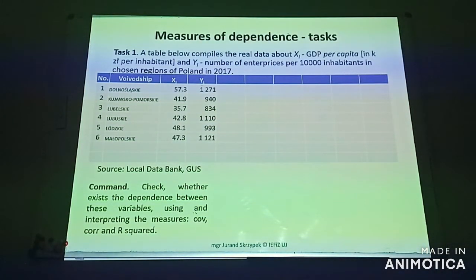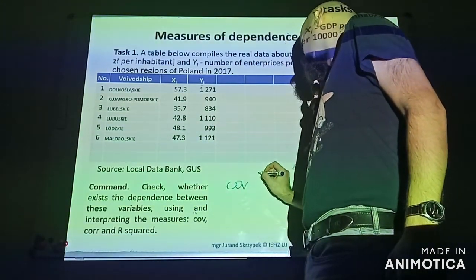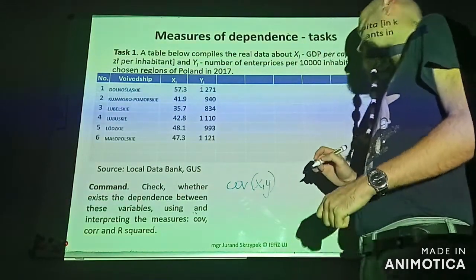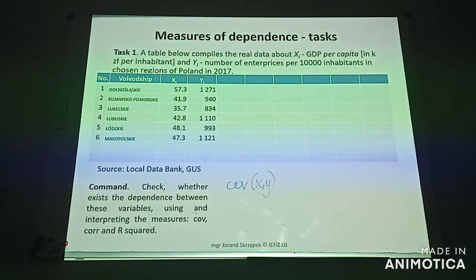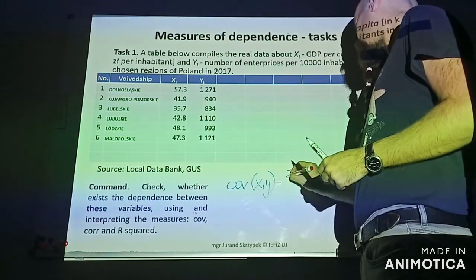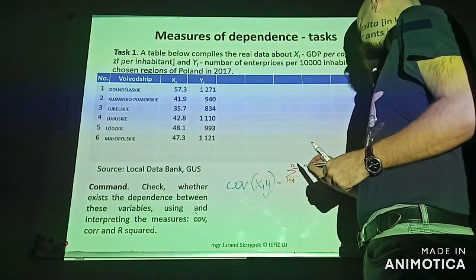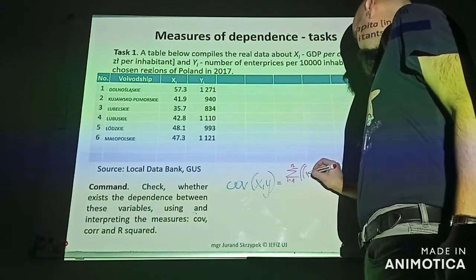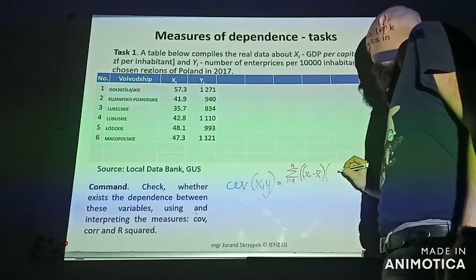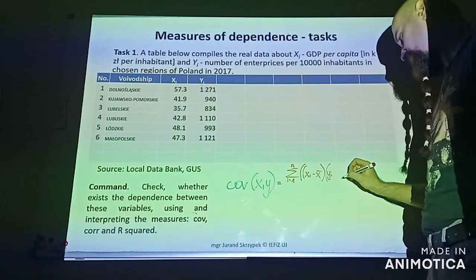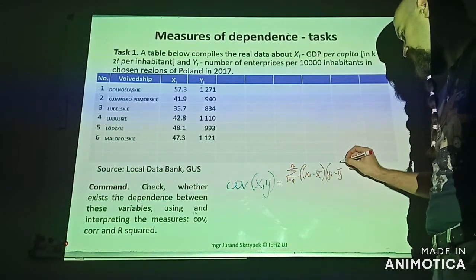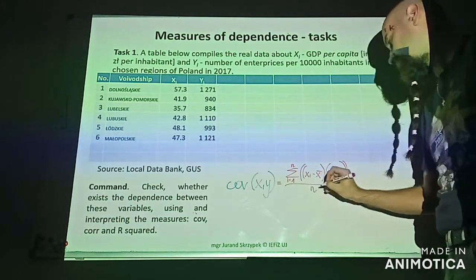Let's check it out. The first step in this kind of data analysis is to find a covariance. As you remember, covariance between variable x and variable y values is the average product, from i equal 1 up to n, of the products of the deviations between variable x and variable y values from their means.